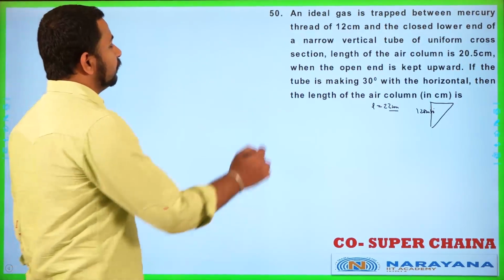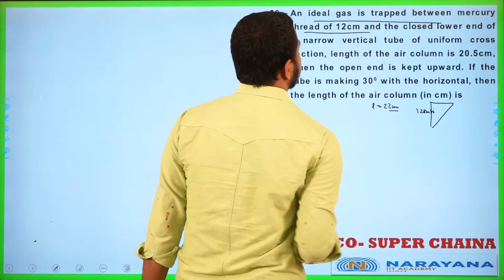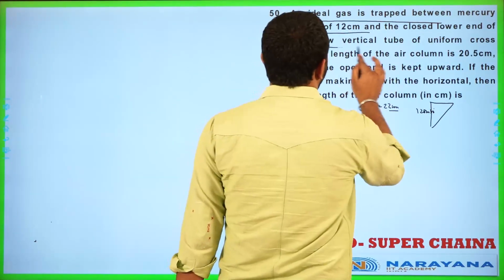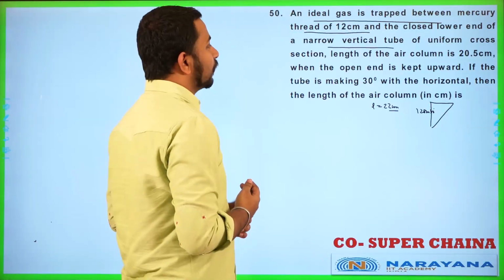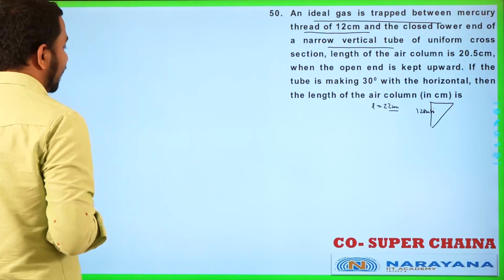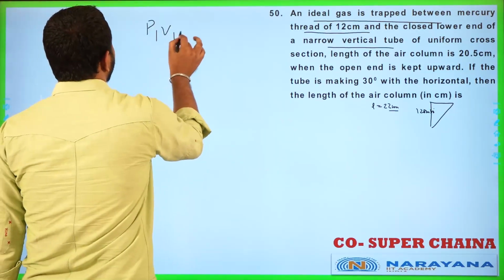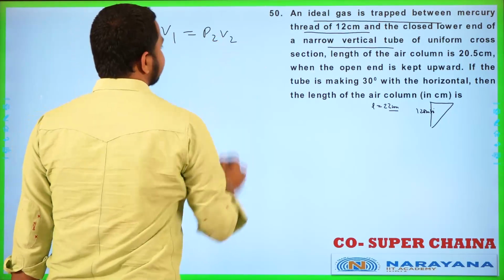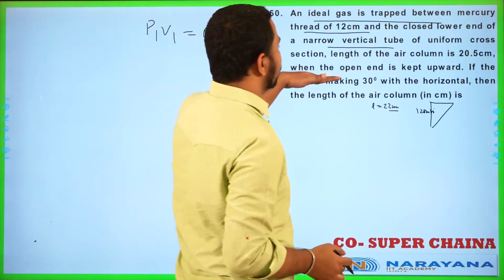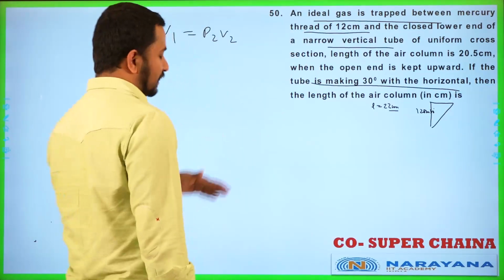This is the last question for today. An ideal gas is trapped with a mercury thread of 12 centimeters, with the lower end closed, in a narrow vertical tube of cross section 20.5. Okay, the cross section is given here. Now since the temperature is the same, we can write P1 V1 equals P2 V2, right? Now in the other section, what is given is that this tube is making 30 degrees with the horizontal.